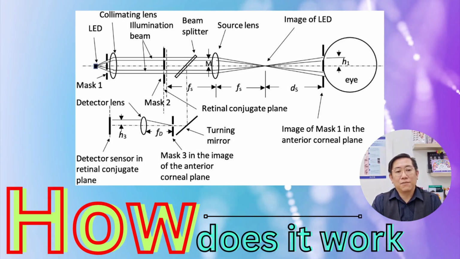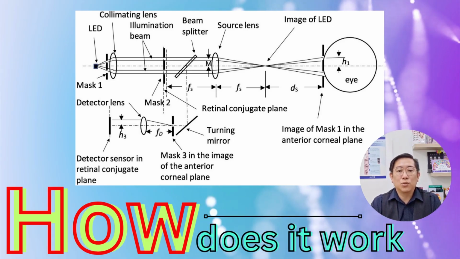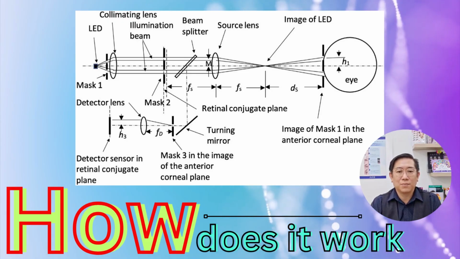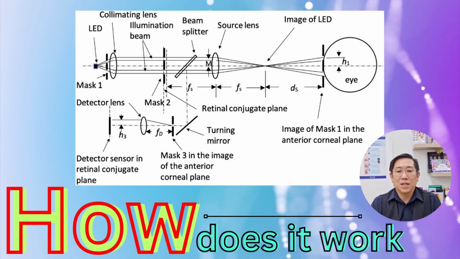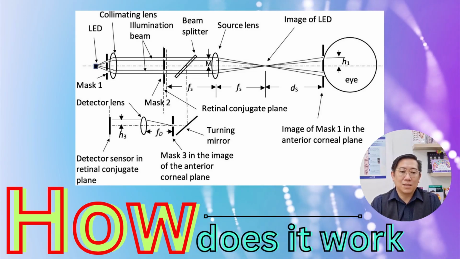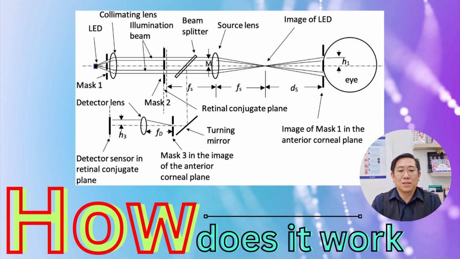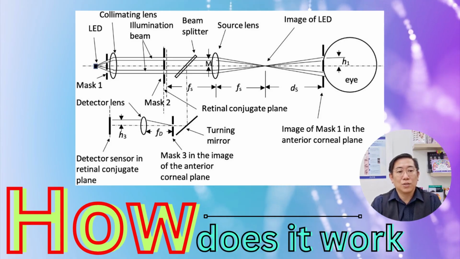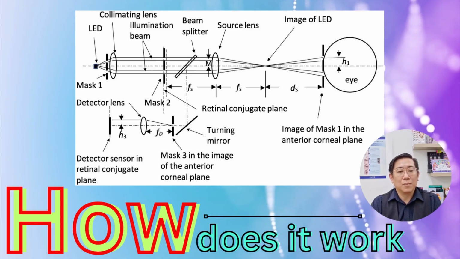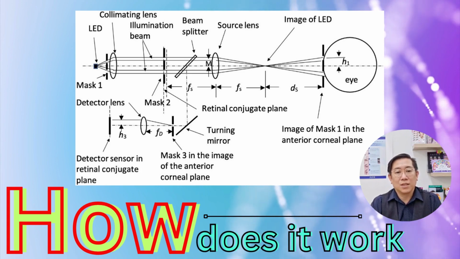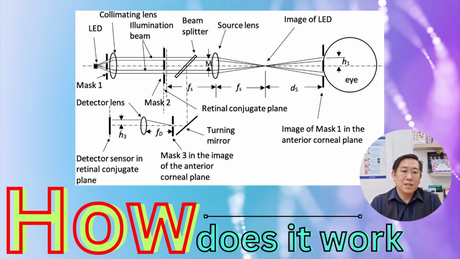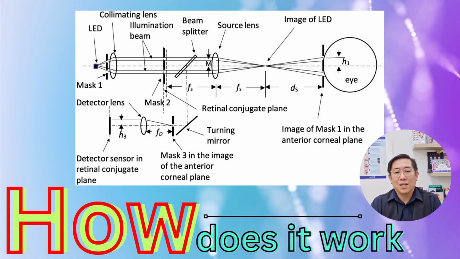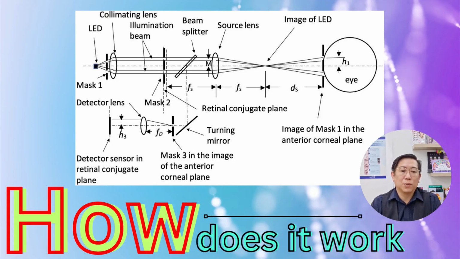On its return, the reflected light passes through the source lens and beam splitter. It continues through mask 2 and is then redirected by a turning mirror towards mask 3 and eventually into the detector system. This light travels through the detector lens and then reaches the detector sensor, usually a CCD or CMOS camera, placed at the retina conjugate plane. This placement is crucial to ensure that the sensor captures an accurate image corresponding to the retina focal point.